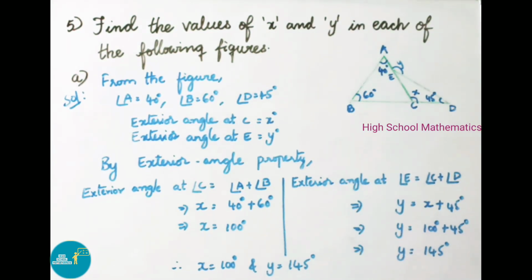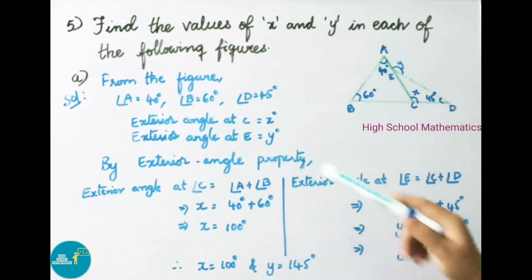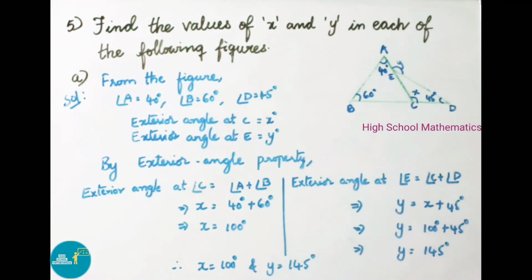Let us see the solution from the figure. Angle A 40 degrees, angle B 60 degrees, angle D is 45 degrees. Exterior angle at C equals x degrees. Exterior angle at E equals y. By exterior angle property, we know that exterior angle in a triangle is equal to the sum of interior opposite angles. Here exterior angle at C equals angle A plus angle B. Angle C means x, that equals angle A, 40 degrees, plus angle B, 60 degrees. That implies x equals 40 plus 60, that is 100 degrees.